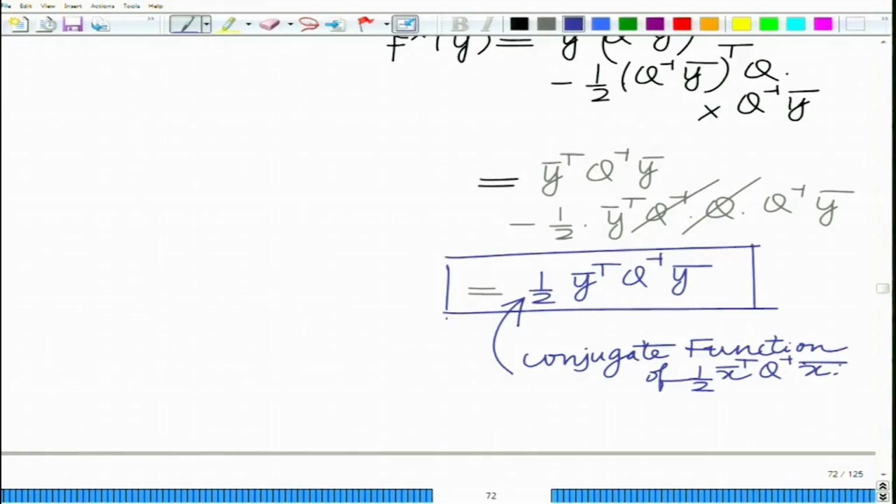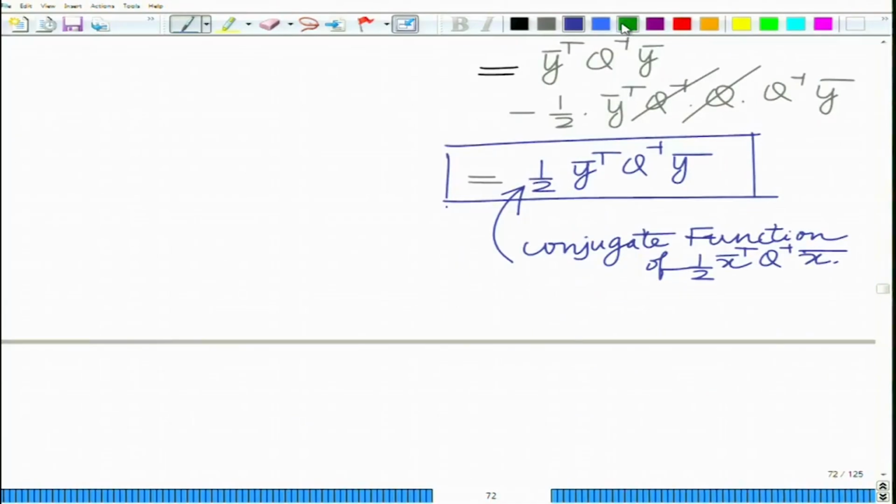And you can see this conjugate function is also quadratic.